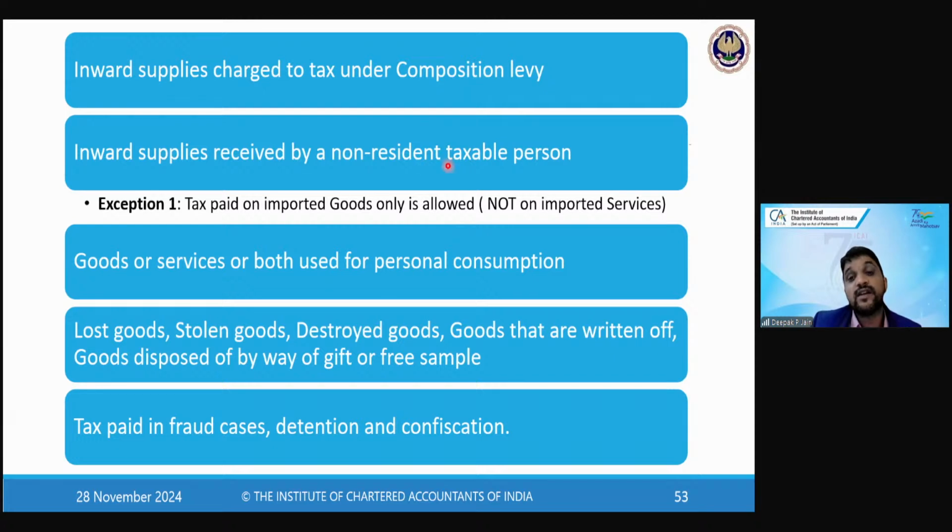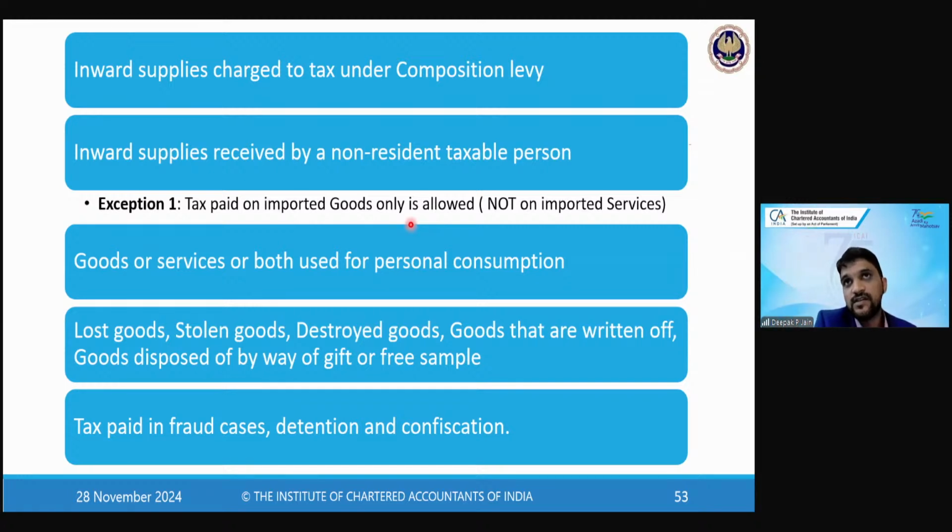Inward supplies received by a non-resident taxable person. A non-resident taxable person is coming to India and doing business. For local purchases he will make, he will not get credit. He will get credit of only one thing, that is tax paid on imported goods only is allowed, not even on imported services. So if a non-resident person comes to India, the government doesn't want to give him full benefit.